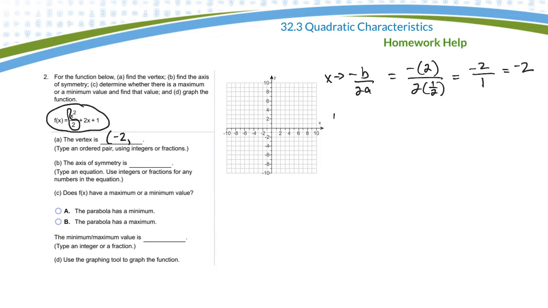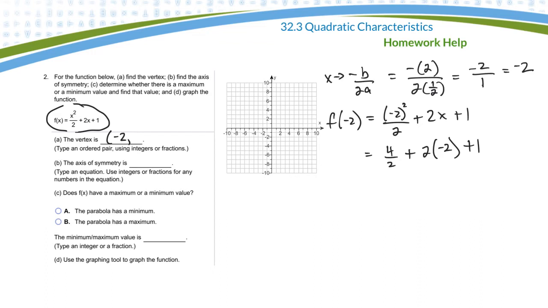Now to find the y-coordinate, we'll plug that -2 into the function. So I have -2 squared over 2 plus 2x plus 1. -2 squared is +4. So 4 divided by 2 plus, oh, I forgot to plug a -2 in there, a -2 plus 1. 4 divided by 2 is 2. 2 times -2 is -4. So 2 minus 4 is -2, plus 1 is -1. So the y-coordinate of the vertex is -1.